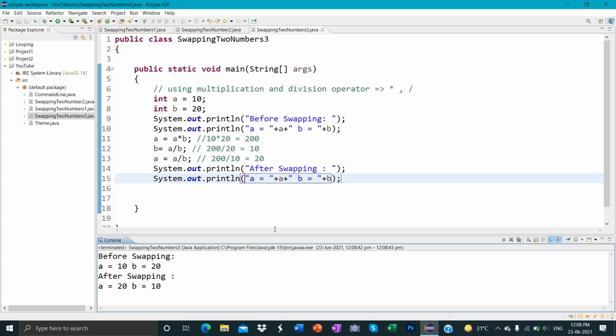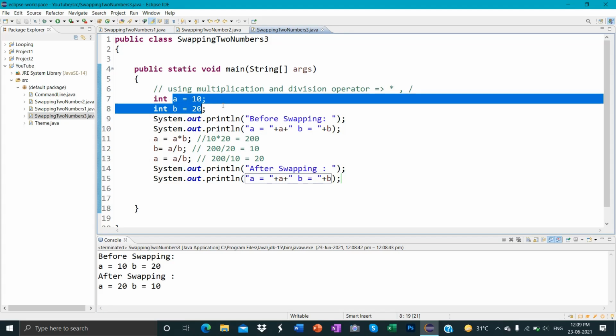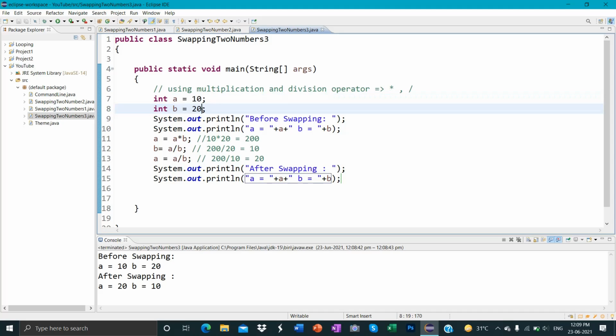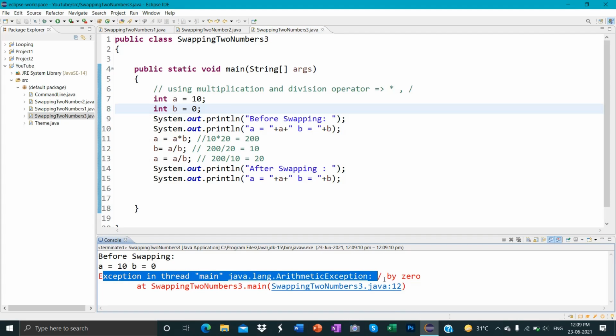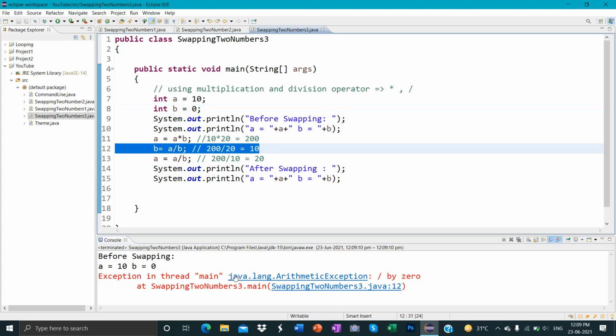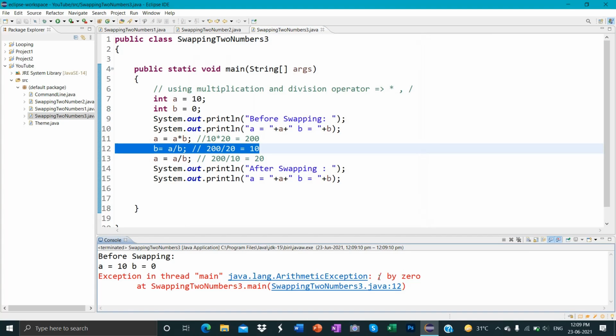Okay, so what I was telling about the exception is the values assigned to a and b here must not be 0, and if we give it as value 0, let us see what will be the result. See, it showed an exception. This is what the exception is, and I said about arithmetic exception. See, divided by 0, it is an arithmetic exception.